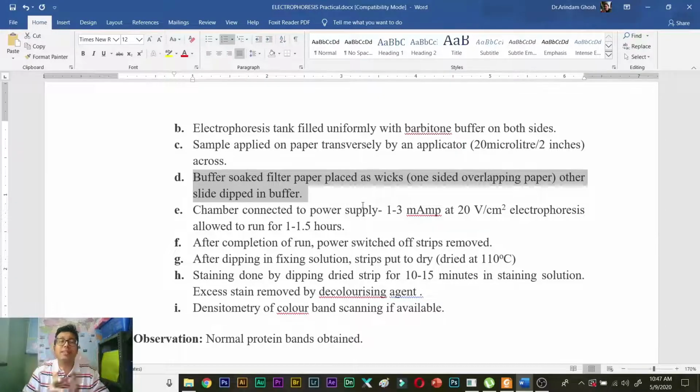We will connect the electrodes. We will run for some amount of time. Then we will stop the power supply. We will remove the gel. We will stain it with the staining solution. We will remove the stain with destaining solution and then we will do the densitometry analysis. Okay. So, how the analysis looks, I will tell you later.